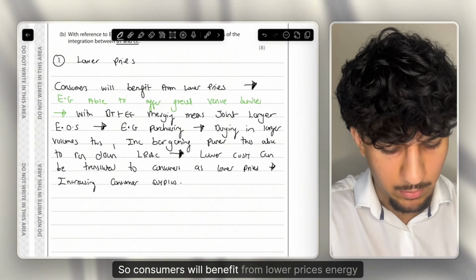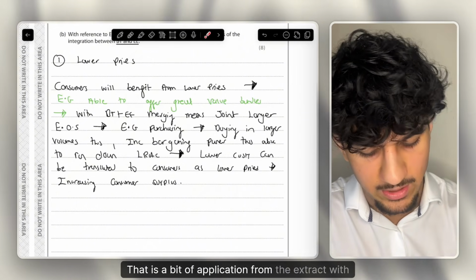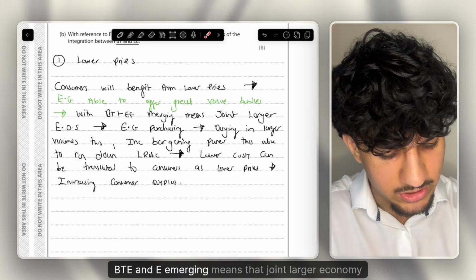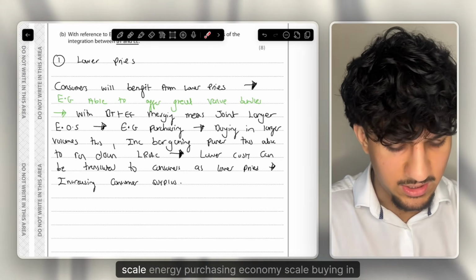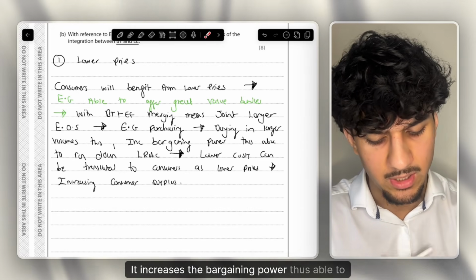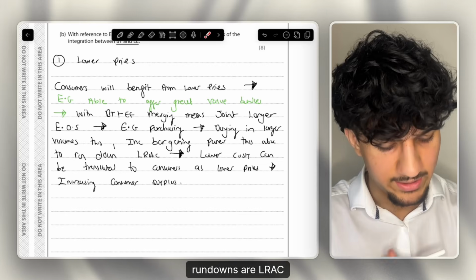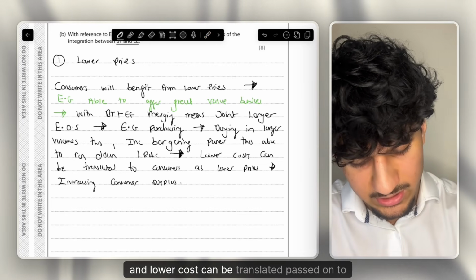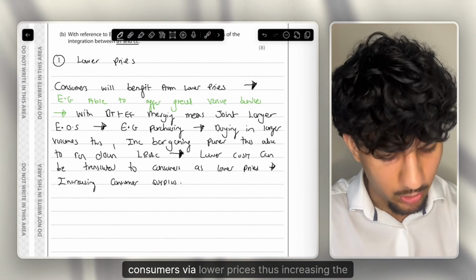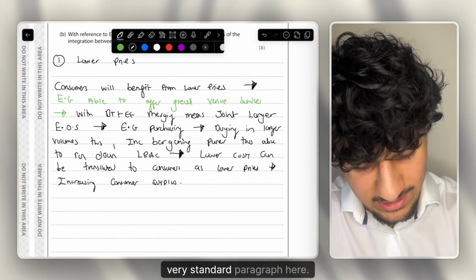So consumers will benefit from lower prices, e.g. able to offer great value bundles. That is a bit of application from the extract. With BT and EE merging means joint larger economies of scale, e.g. purchasing economy of scale, buying in larger volumes, it increases the bargaining power, thus able to negotiate lower costs, so run down the LRAC. And lower costs can be passed on to consumers via lower prices, thus increasing the consumer surplus, which is a very standard paragraph here.